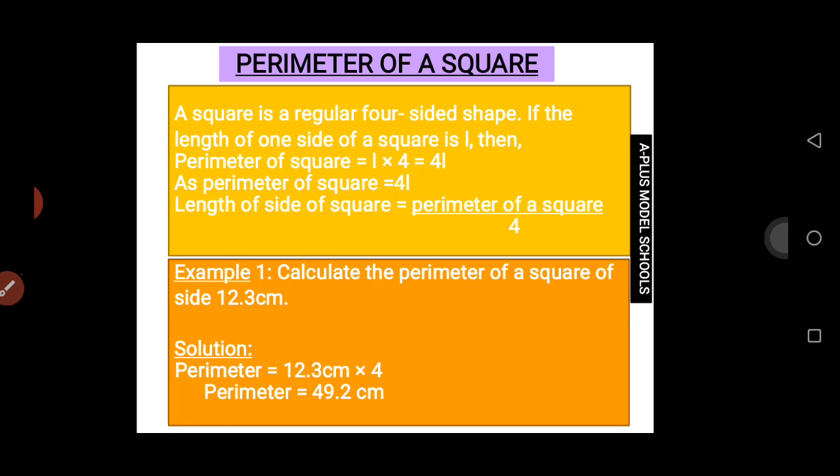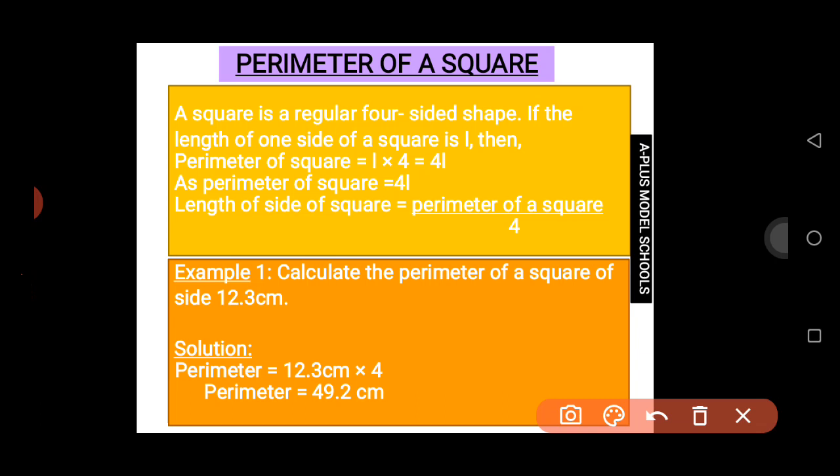So you are given the length. It's just for you to look for the perimeter. So to look for the perimeter, just multiply the length by what? By 4. So we are given the length to be 12.3, then multiply by 4, applying the formula for finding the perimeter of a square.